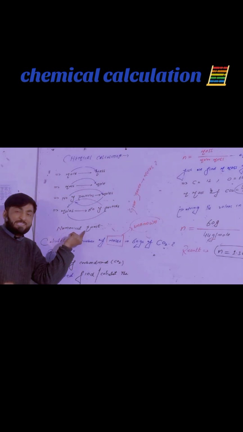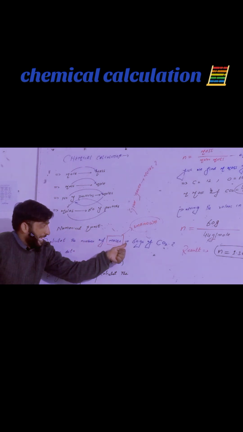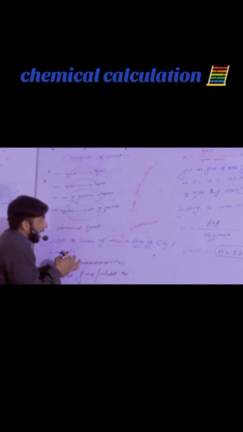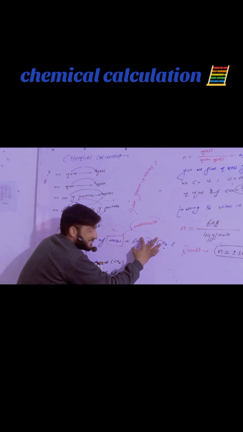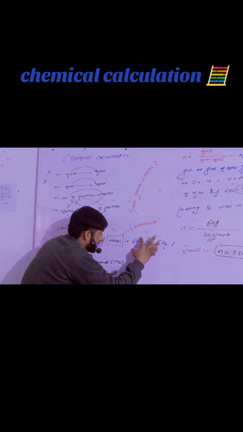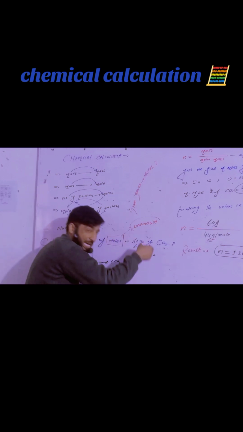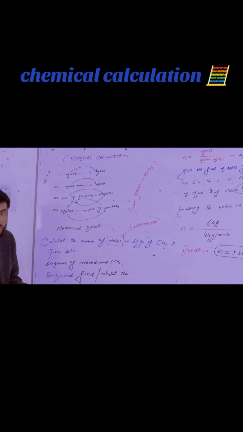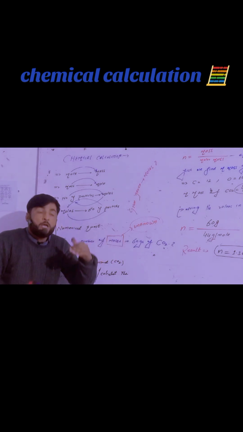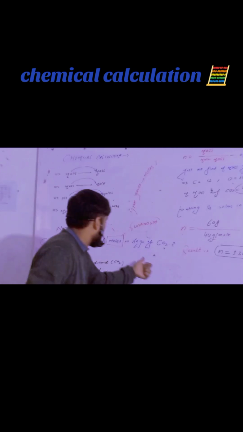So we have an example right now. For example, calculate the number of moles in 60 grams of carbon dioxide. What does it mean? It means we have 60 grams of carbon dioxide. How many moles would be present in this carbon dioxide? So for this we can calculate the number of moles from the carbon dioxide.